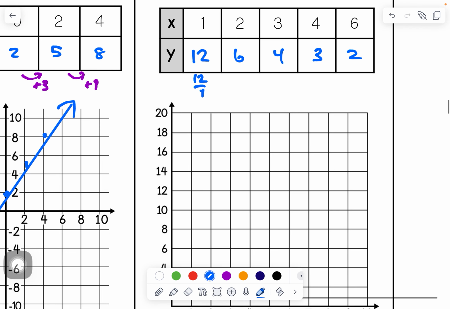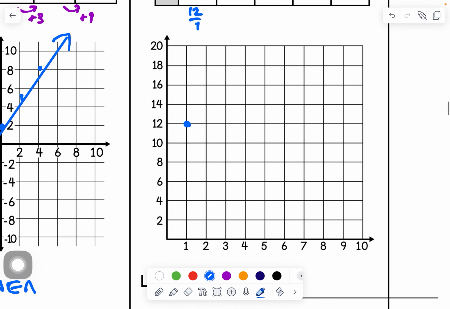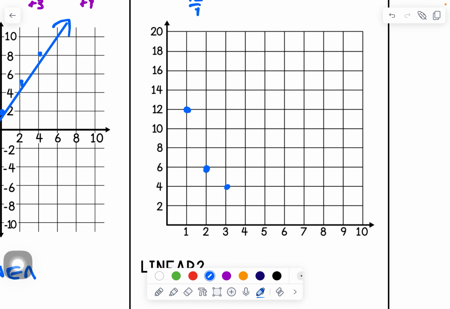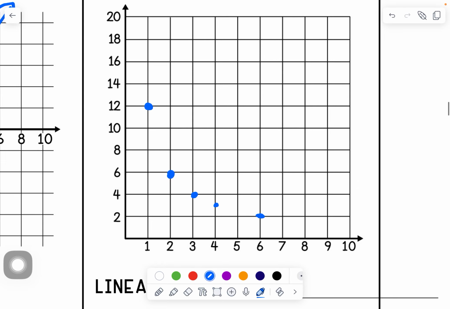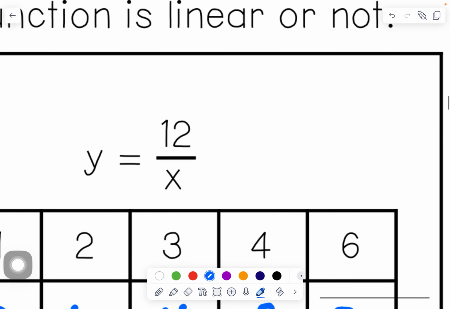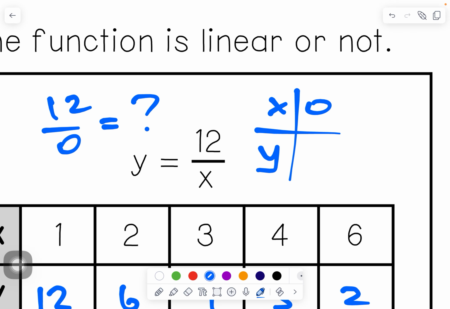So I go, let's see here, 1, comma 12. And then I have 2, comma 6, 3, comma 4, right? 4, comma 3, and 6, 2. Okay, believe it or not, if I went all the way to 12, it'd be at 1. And this one's kind of funky here because 0, think about this, if I added 0 to my table for x, what is 12 divided by 0? Right? That's special, isn't it?